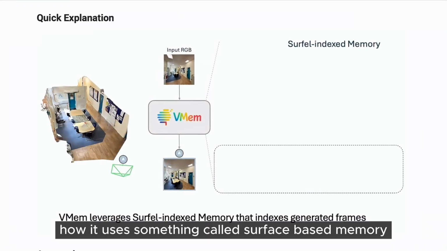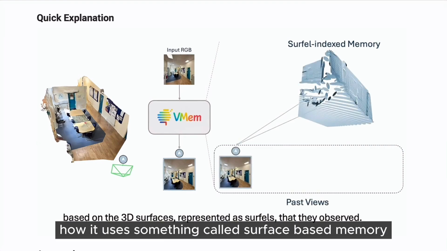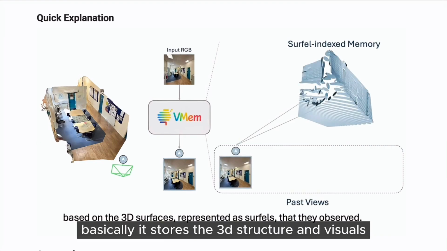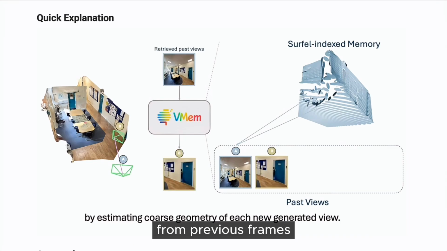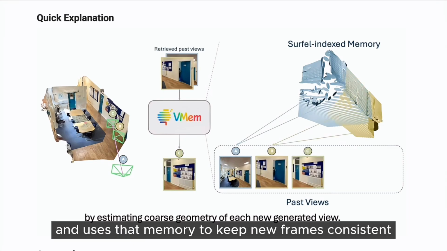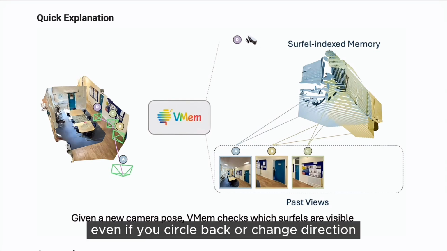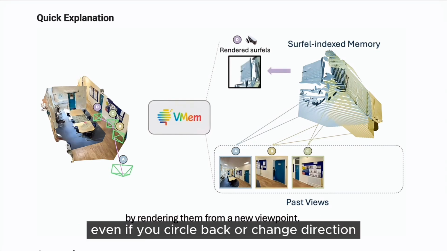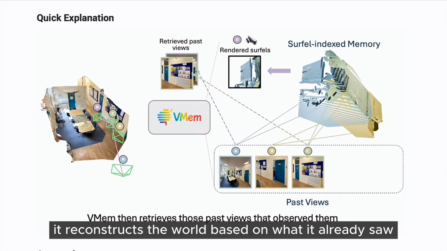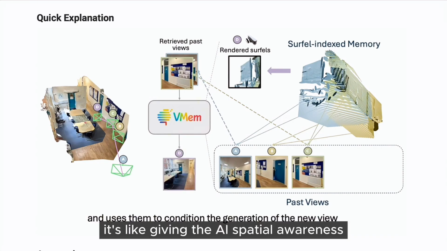How? It uses something called surface-based memory. Basically, it stores the 3D structure and visuals from previous frames and uses that memory to keep new frames consistent. So when you move, even if you circle back or change direction, it reconstructs the world based on what it already saw. It's like giving the AI spatial awareness.